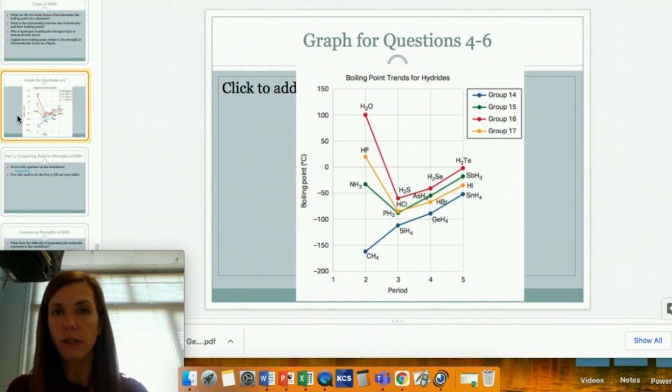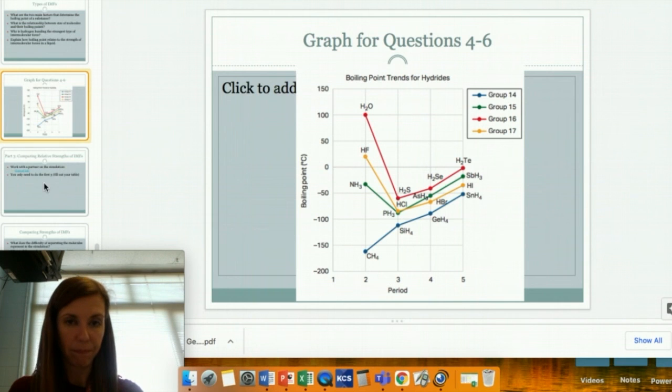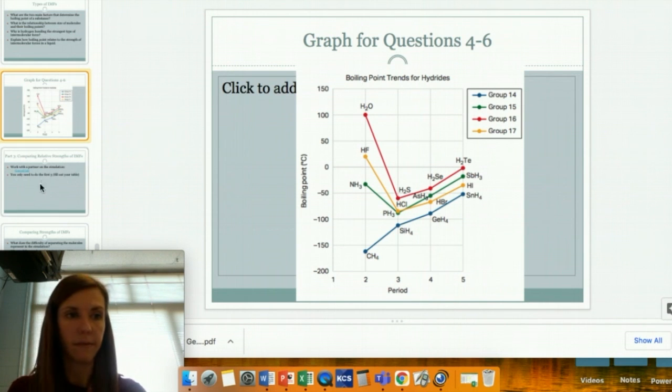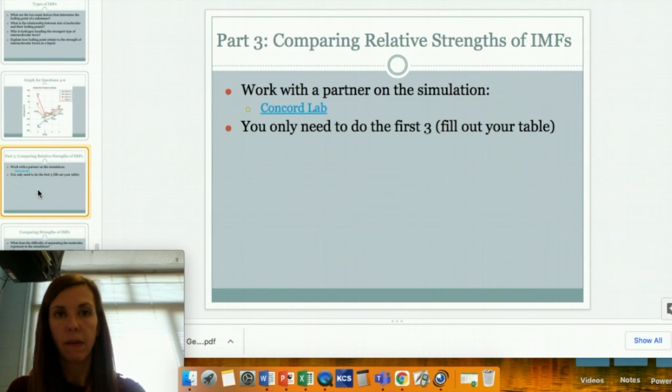As you've been answering your questions, here's the graph for question 4 through 6. And there's things that you need to notice about these molecules. Not only does size play a factor, what period number they are in, but also look at who they're bonded to, N, O, and F. And so having those hydrogen bonding interactions, all of these are bonded with hydrogen, but how that affects the boiling point of a substance, okay? So in part 3, I'm going to put you in your breakout rooms and you're going to fill out the first 3 in your table using the link to the Concord Lab.